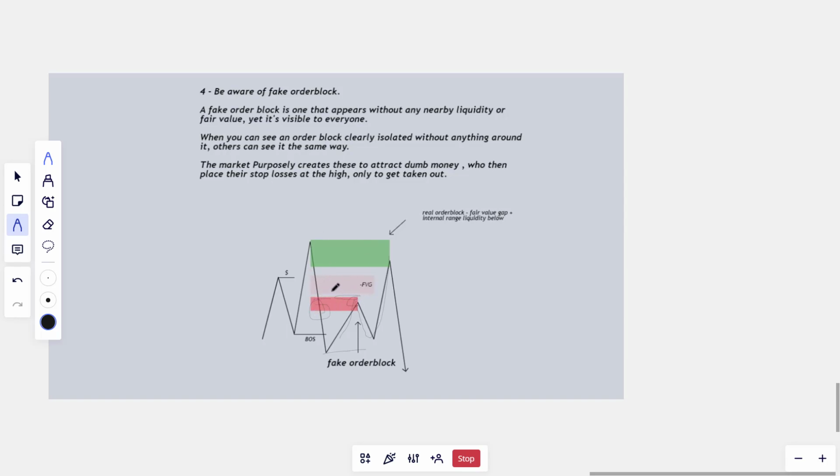Our proper order blocks will always have a fair value gap or a liquidity low right below it. As we can see here, this is a real order block, with a fair value gap and internal range liquidity right below it. So this is our internal range liquidity. Price will then just come back, sweep it, fill the fair value gap, tap into our proper order block before pushing price higher. Now let's hop on some live charts just to see the order blocks in action.